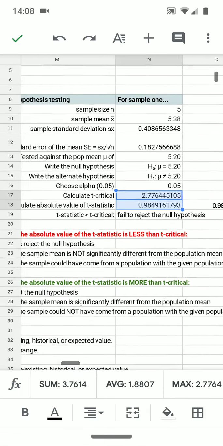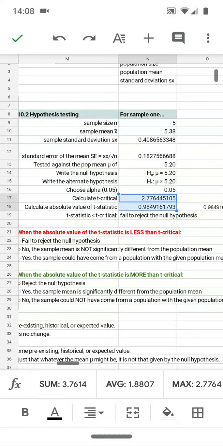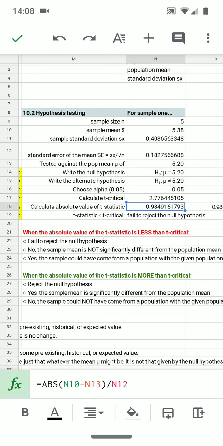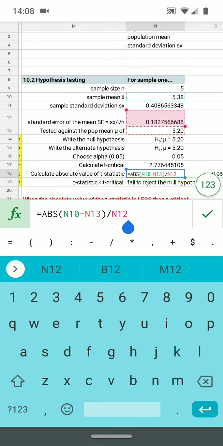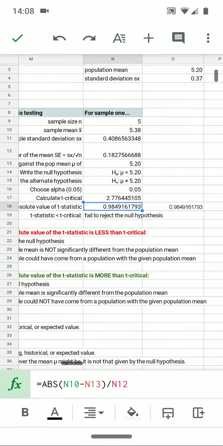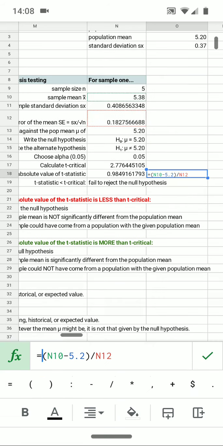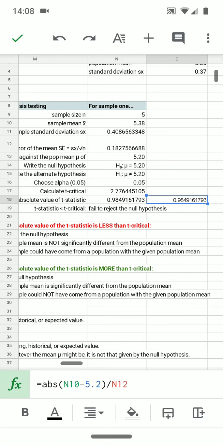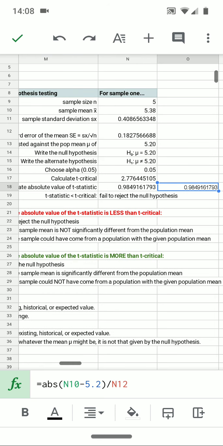If the absolute value of the t-statistic is less than t-critical, as it is here, notice I've used ABS in this formula to get the absolute value. I only look at the positive value. I could have done and should have done the same here, ABS. ABS ensures that we always get a positive value. We want to look at the positive value of the t-statistic for comparison to t-critical.